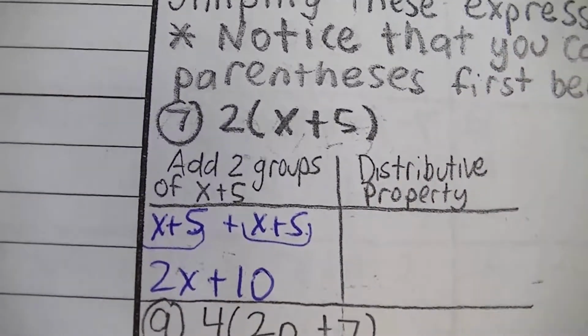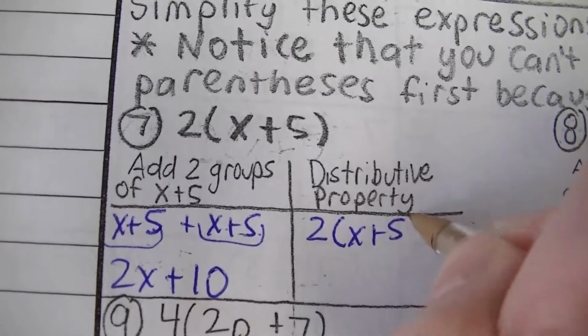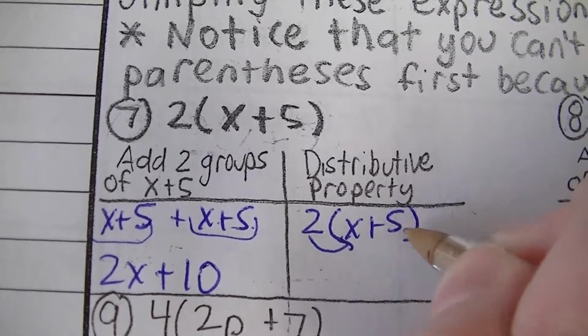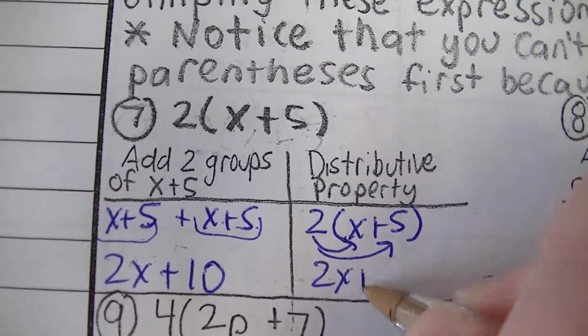A faster way that I want you to get in the habit of using is just the distributive property. That means you go 2 times everything, every term inside of the parentheses. So 2 times x is 2x. 2 times a positive 5 is a positive 10.